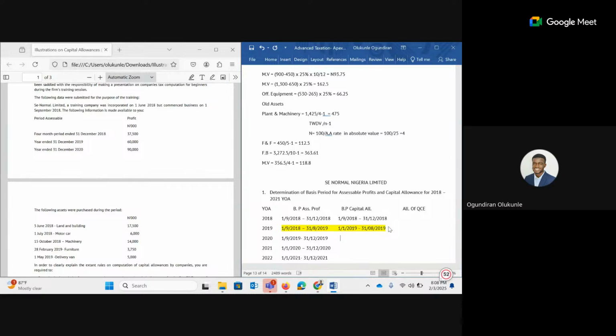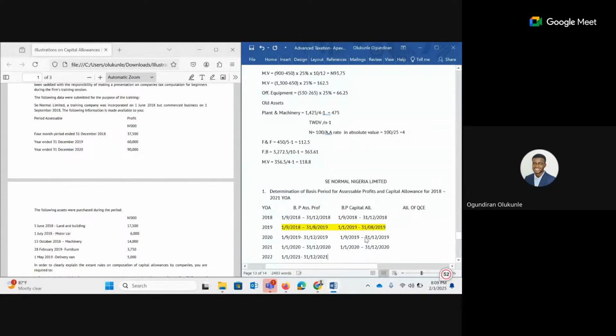All right, so let's move on. You start immediately after. We are using the same principle, right? You start a day after. What's the day after? 1/9/2019, right? And then end where this ends. So where is the ending? 31/12/2019. So use the same rule again. 1/1/2020, right? So 31 December 2020. Then 1/1/2021 to 31 December 2021.